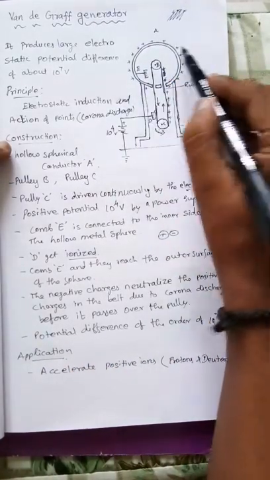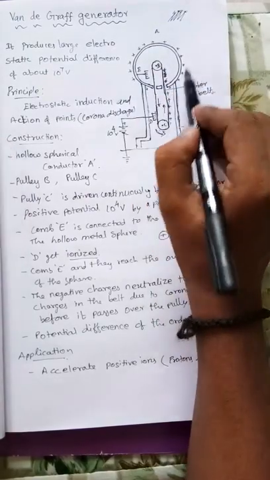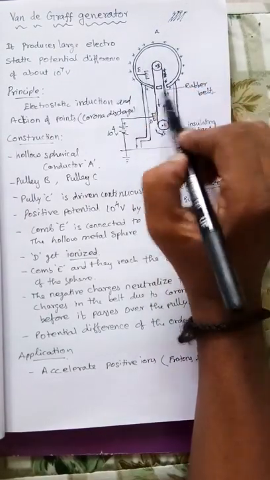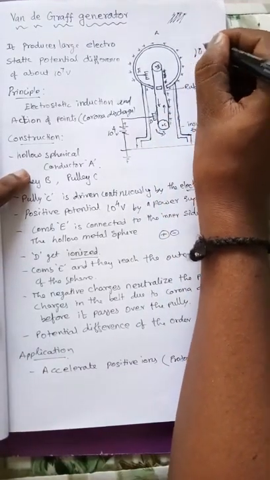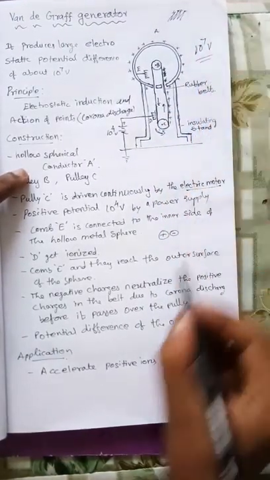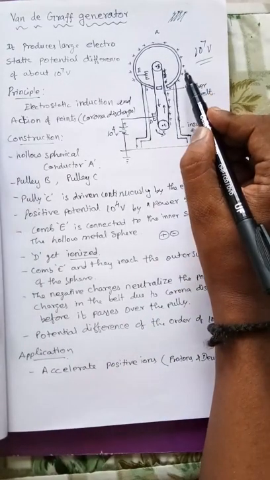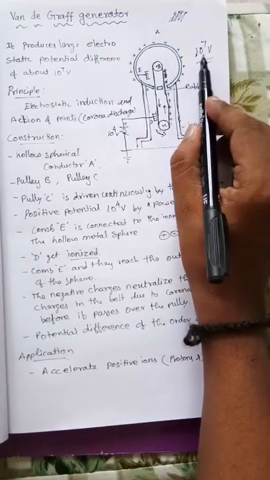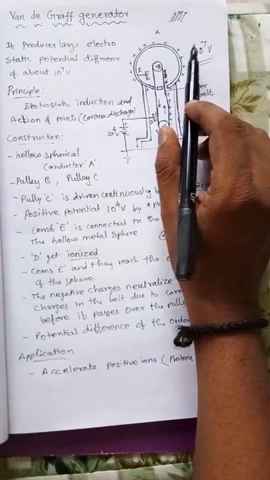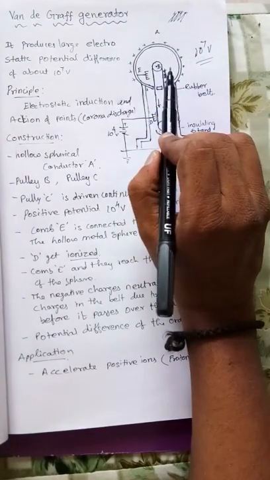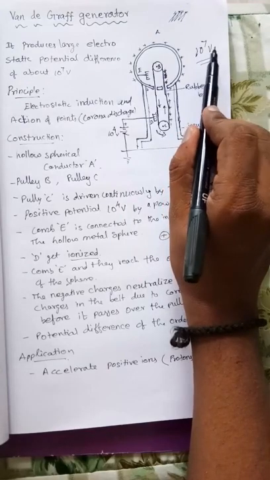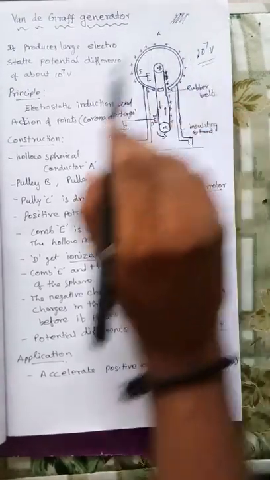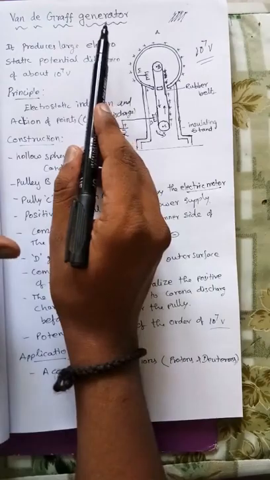So with more charges present on the surface of the hollow sphere, it will produce nearly 10 to the power of 7 volts of potential difference, and you can use 10 to the power of 7 volts. This is called a generator; generator means producing electricity. This is a use of the Van de Graaff generator.